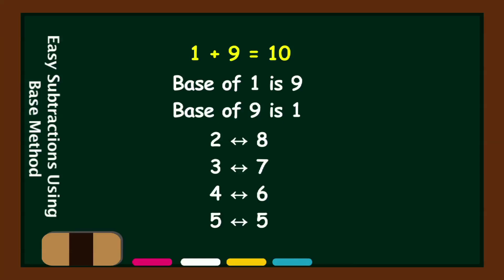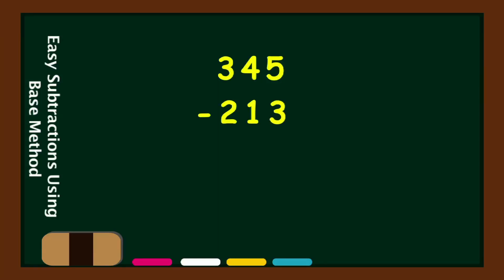We take one example. 345 minus 213. Here 5 is bigger than 3. So 5 minus 3 is 2. 4 is bigger than 1. So 4 minus 1 is 3. And 3 is bigger than 2. So 3 minus 2 is 1. Here we didn't require any borrowing. Directly we can do the subtraction.